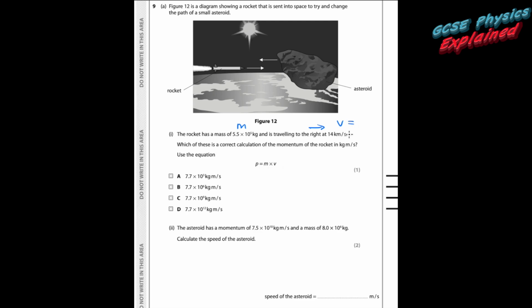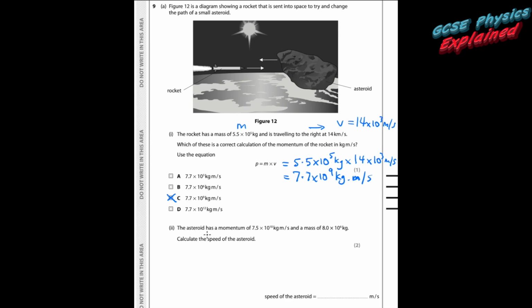Right, we need to change 14 kilometers per second into meters per second. So that's 14 times 10 to the 3 meters per second, because it's 1,000 meters in a kilometre. Now we'll just multiply the two of them together to get the momentum. And that equals 7.7 times 10 to the 9. And we've multiplied kilograms by meters per second. So the answer is C.